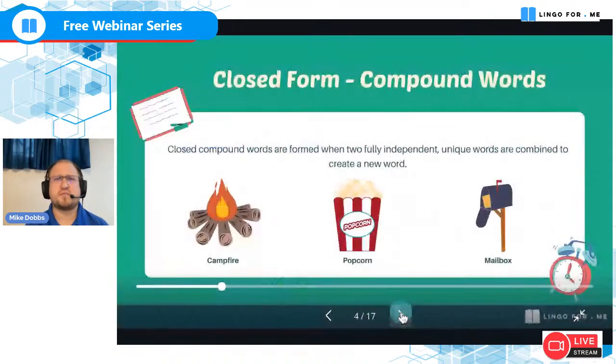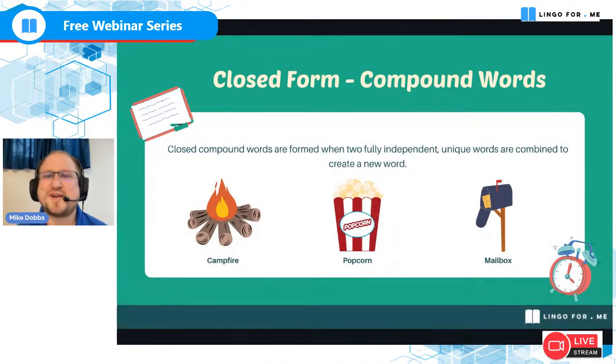So the first part, the first one we're going to talk about is called a closed form compound word. So closed form, just like we talked about, is when two words are together and there's no space. So it's two separate words.